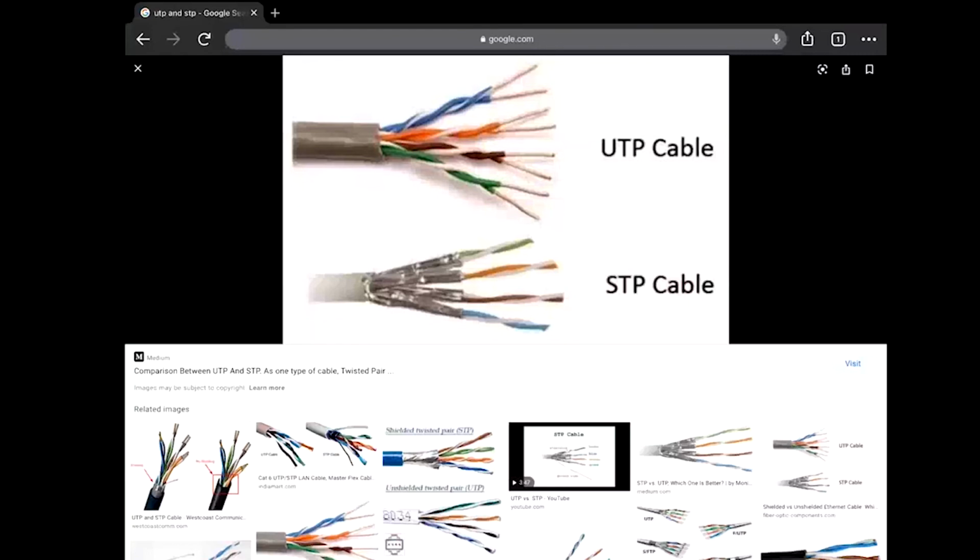And you must have seen that most of the time, the installation charges that our broadband providers take are due to the expensive cable that gets involved, because they need to lay down the STP cable from one end to your home in order to provide your broadband connection. And that's what they charge us for. So that's the two types of cables that you can see.